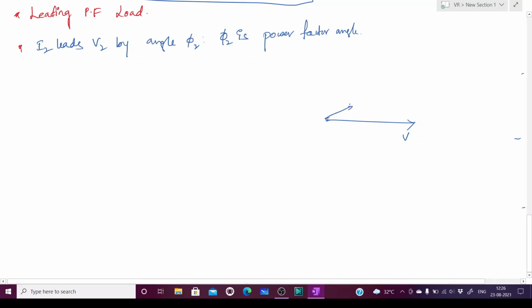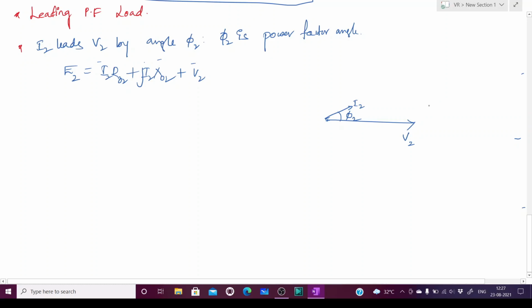This is I2. The angle between this I2 and V2 is the leading power factor angle φ2. Now the I2 R02 will be in phase with I2, and here also we are getting E2 equal to the sum of I2 R02 plus j times I2 X02 plus V2. So these are the phasors we need to add.